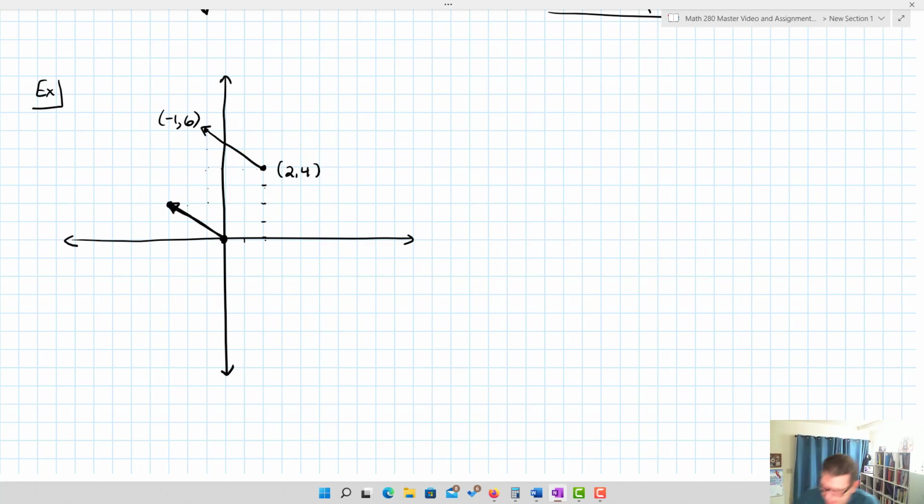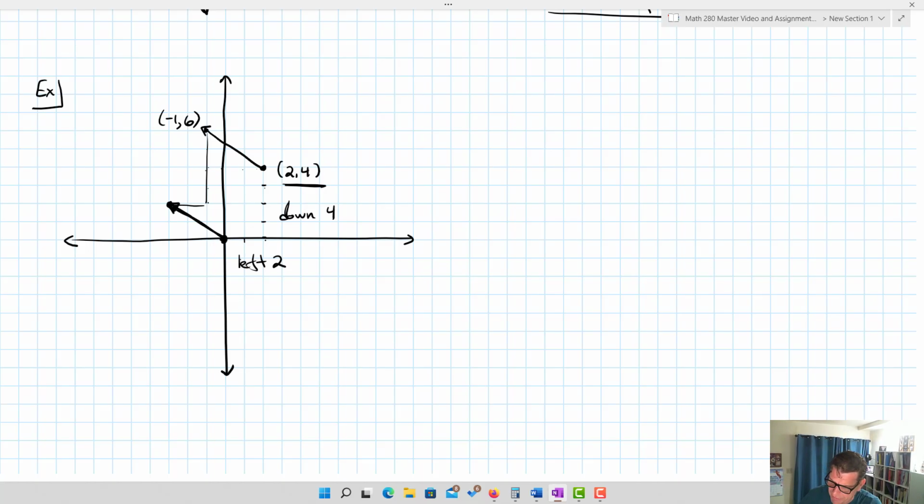Okay? So in order to generate that standard position vector, what I did was I took the initial point, which in this case was 2, 4, and I moved it to the origin. So I went down 4, and I went left 2. And then I went to the terminal point, and I went down 4 and to the left 2, and that generated another vector in the same direction, with the same magnitude, but just anchored at a different spot.